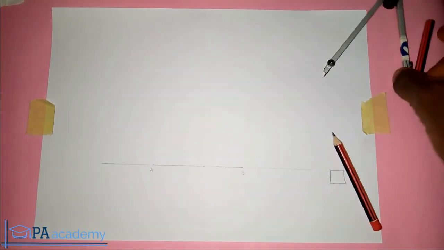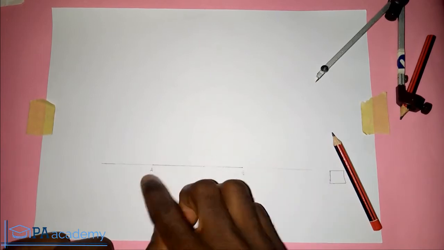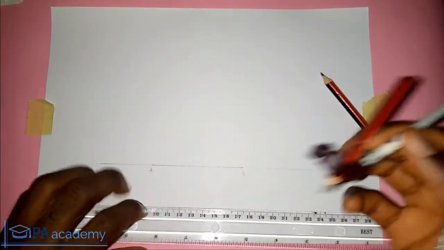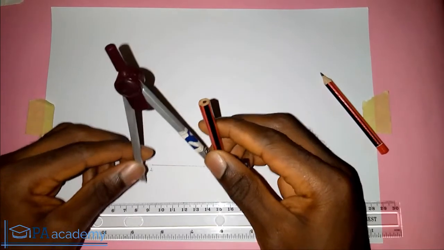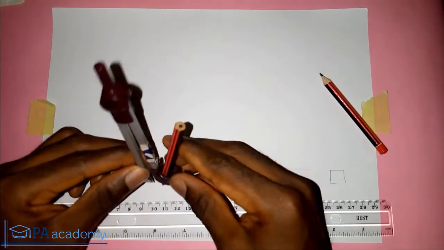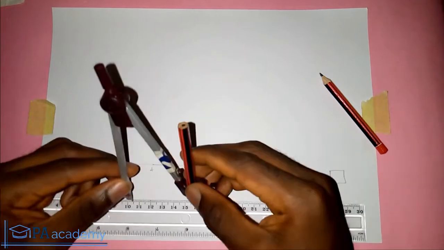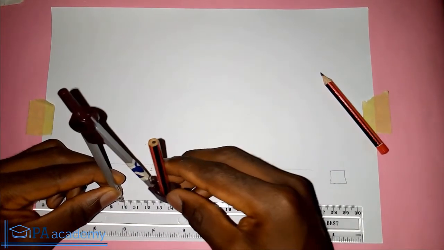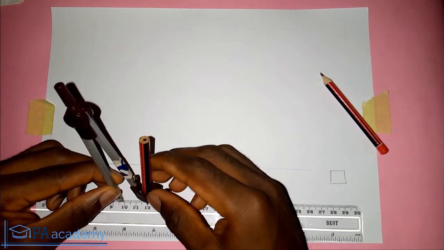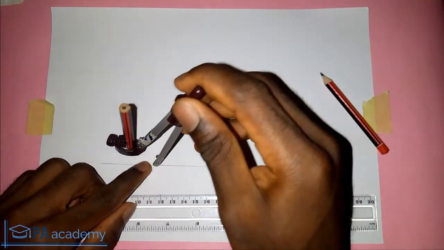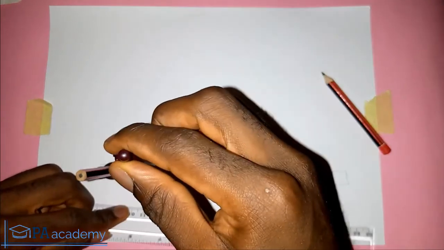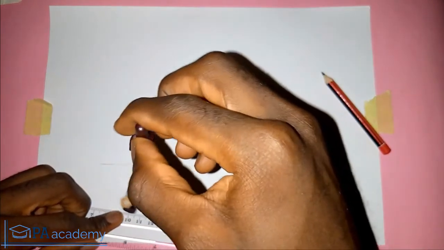So the next thing I'm going to do is, from this point, point A, I'm going to draw a perpendicular line straight up. And in doing that, let me just use a small radius of 2 centimeters to get that perpendicular line. So that from point A, I'm just going to draw a semicircle downwards.